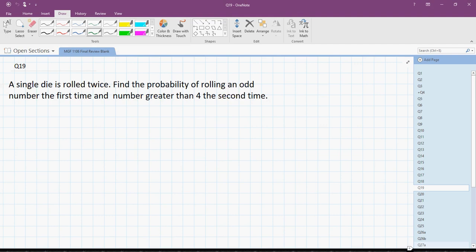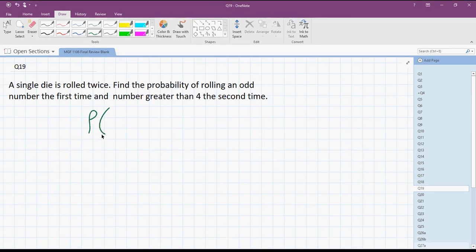Okay? So this time it says a single die is rolled twice. Find the probability of rolling an odd number first and then a number greater than 4 the second time. So we want the probability of being odd and greater than 4. So this is 11.6 because we're hitting up ands. What was the question you have to ask yourself about ands? We talked about it earlier. You got to ask yourself what before you can do anything.